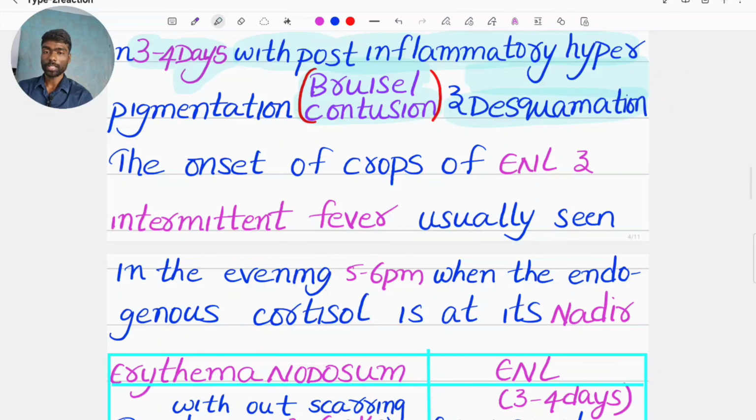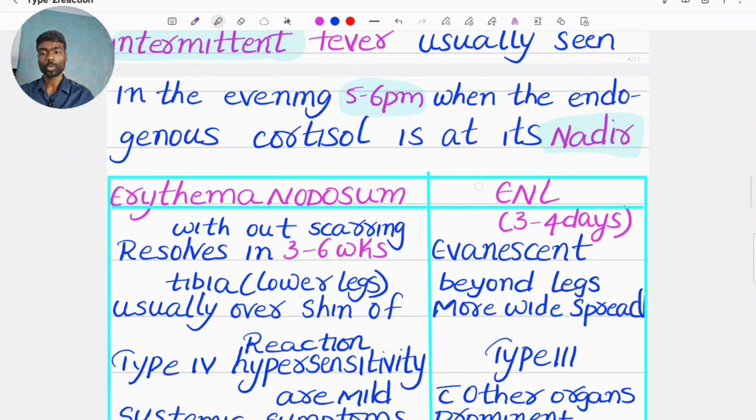Onset of crops of ENL and intermittent fever is usually seen in the evening around 5 to 6 pm, when endogenous cortisol is at its nadir. Nadir means the lowest point. Around evening time, cortisol is at its lowest level in the body, so fever and these crops may erupt at that time, because cortisol is a stress hormone which is anti-inflammatory and controls interleukin 6. In the evening it is at its lowest point, so inflammation is appreciated more at evening times.